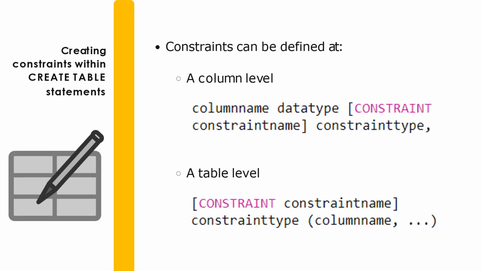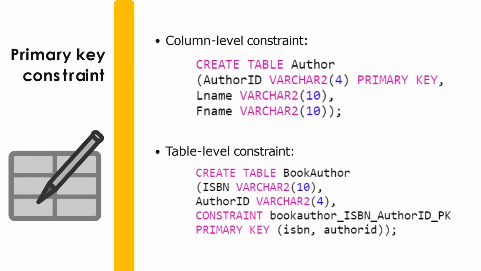We can define constraints either at the column level or at the table level. At the column level, we are going to specify the constraint right after our data type. At the table level, we will define our constraint at the very end of our table definition. The following is an example of the column level constraint and table level constraint.